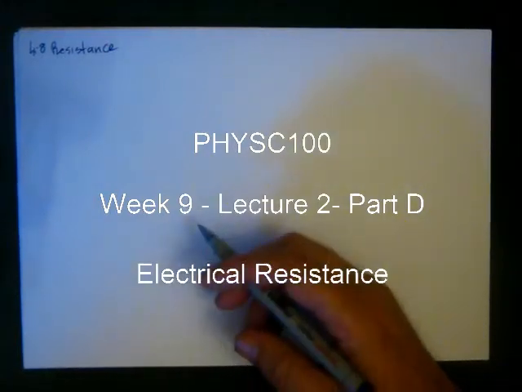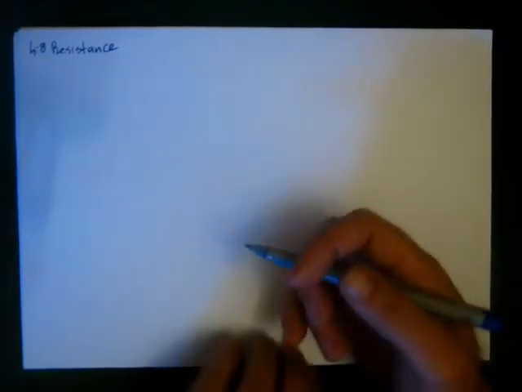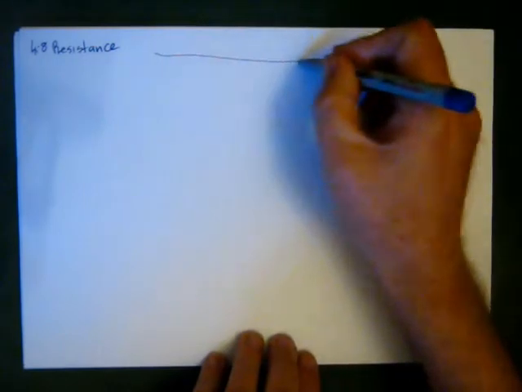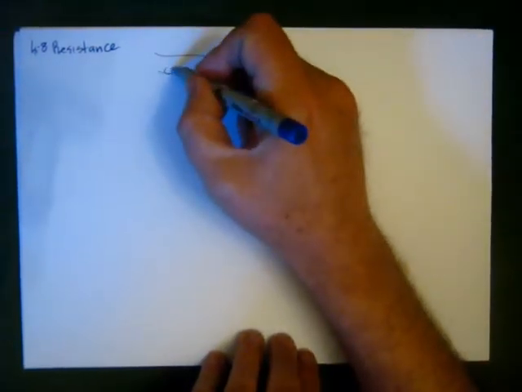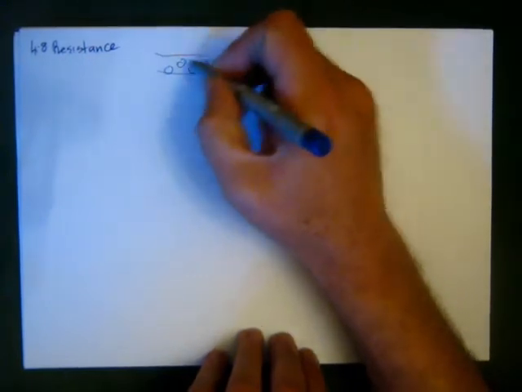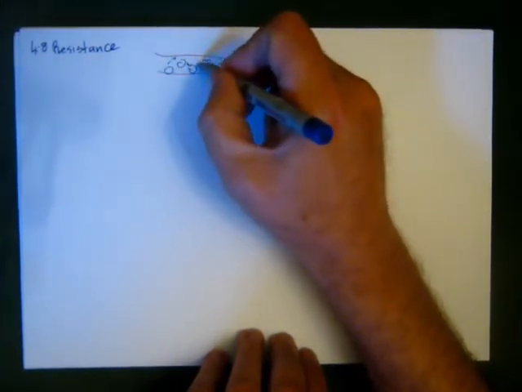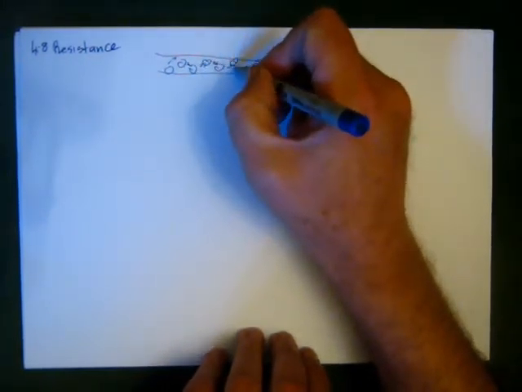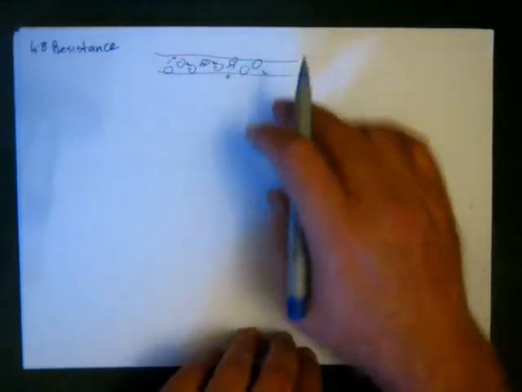Well, now we're going to talk about electrical resistance. So if you have a wire and you have a current going through there, the wire's made up of atoms, and you've got electrons which are moving down here. So the electrons are moving down the wire.